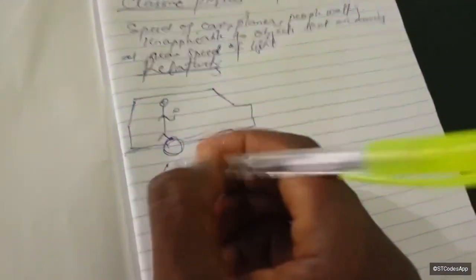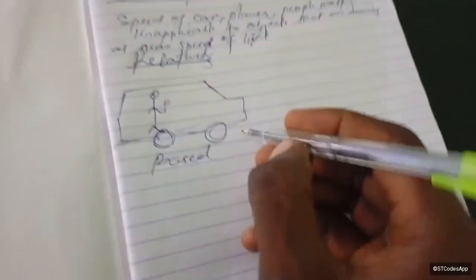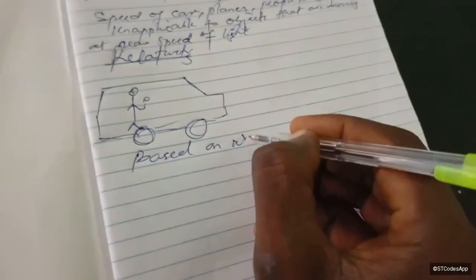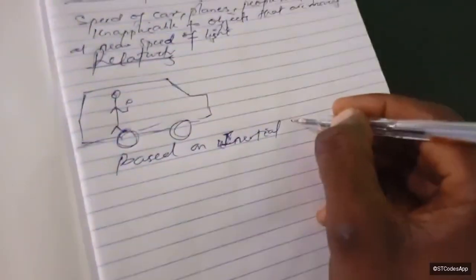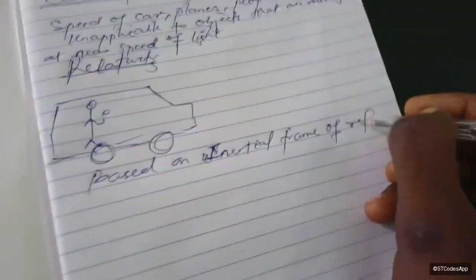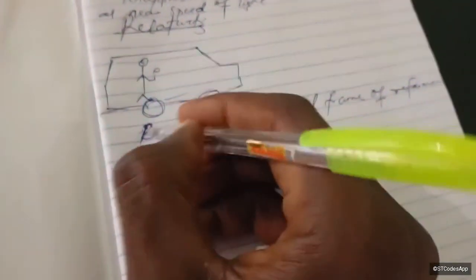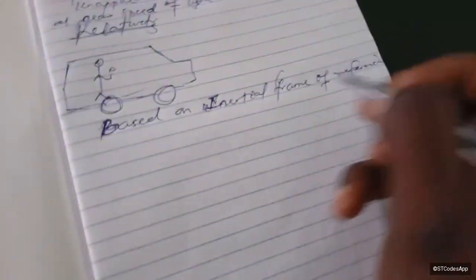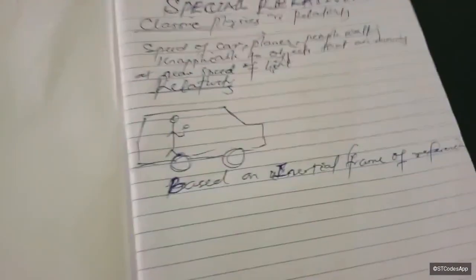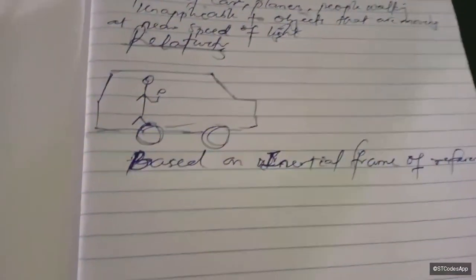Now, the theory of relativity is based on what is called the inertial frame of reference, or inertial reference frame. This is what the principle of Einstein's special relativity is based upon. All right. So first, let's explain the meaning of frame of reference.